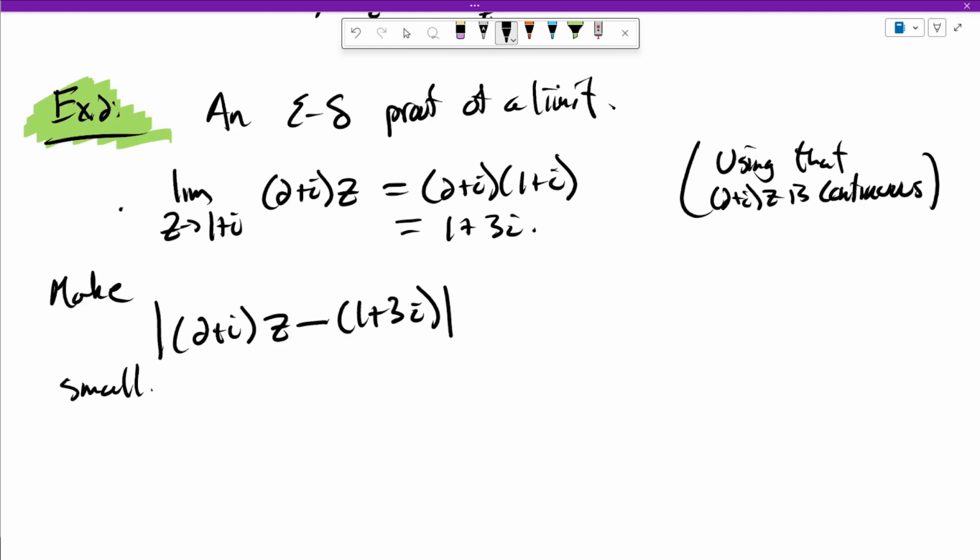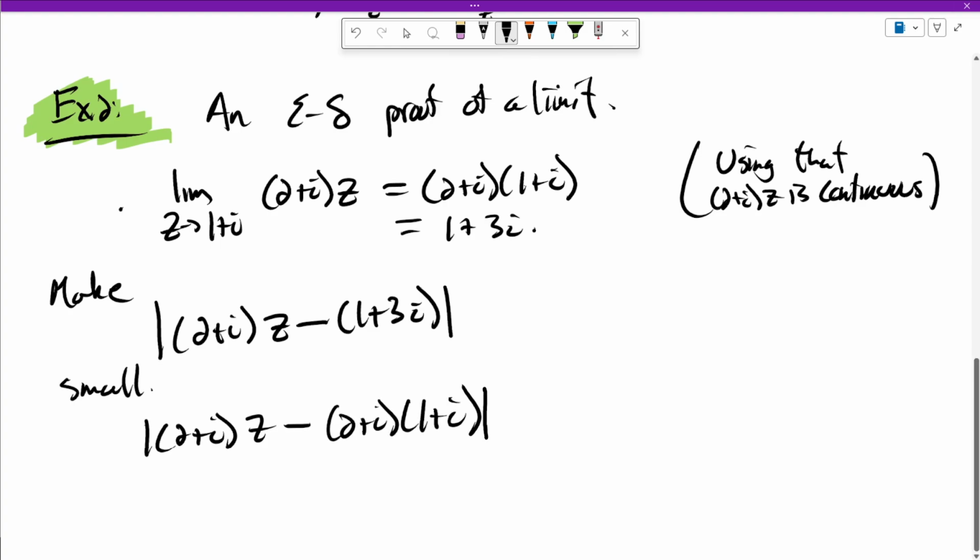The way we do that is we play around with inequalities. Let me notice here that we can factor out a 2 plus i from both terms. In fact, 1 plus 3i is 2 plus i times 1 plus i, because that's what we did. When we pull out our 2 plus i from both terms, we know that the modulus behaves well with respect to multiplication, so we can just write the modulus on the outside. Now we can compute the modulus of 2 plus i. I believe it's root 5.